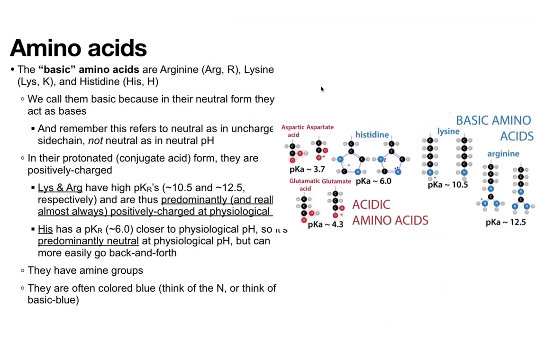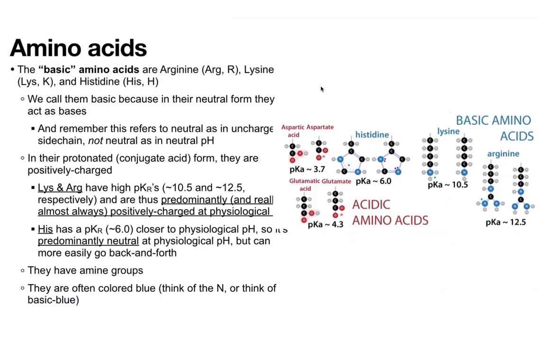We're going to talk about the basic amino acids as being arginine, lysine, and histidine. And we call them basic because in their neutral form, they act as bases. Remember that when I talk about neutral form, I'm talking about neutral in terms of that molecule, that R group being neutral, as in uncharged. I'm not talking about neutral pH. If I'm talking about pH, I'll say a neutral pH, or just give you a number. But when I'm talking about neutral in terms of a molecule, I'm talking about the molecule being uncharged.